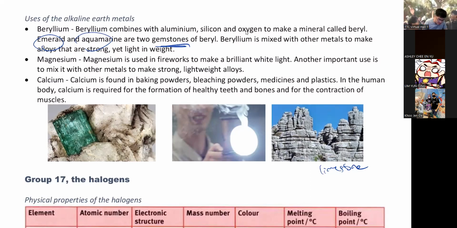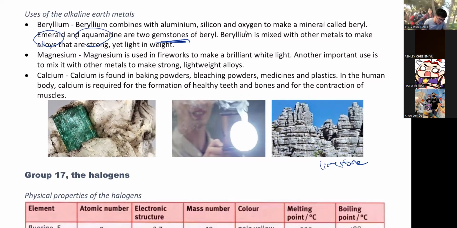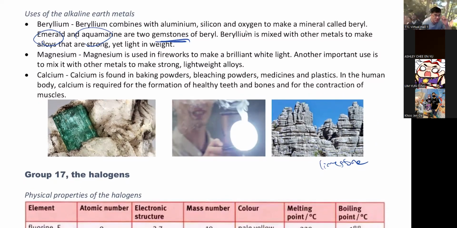All right, so that's your calcium. Basically, limestone is calcium. They were formed millions of years ago. In the human body, calcium is required for the formation of healthy teeth and bones and the contraction of muscles. So your teeth are made from calcium. I'm sure you have heard, if you want healthy teeth, you brush your teeth. And of course you drink milk because milk has calcium. So really simple.